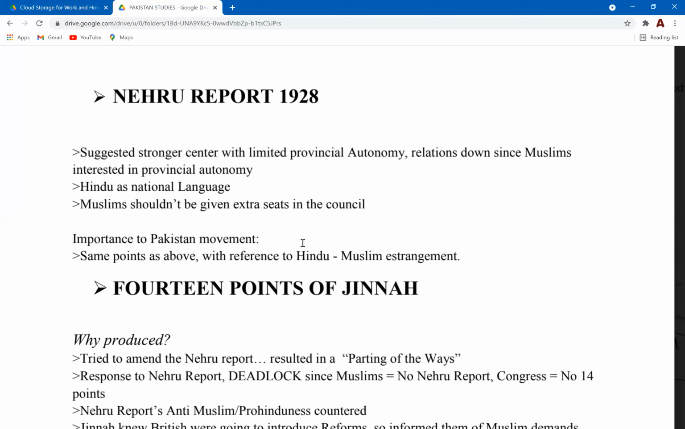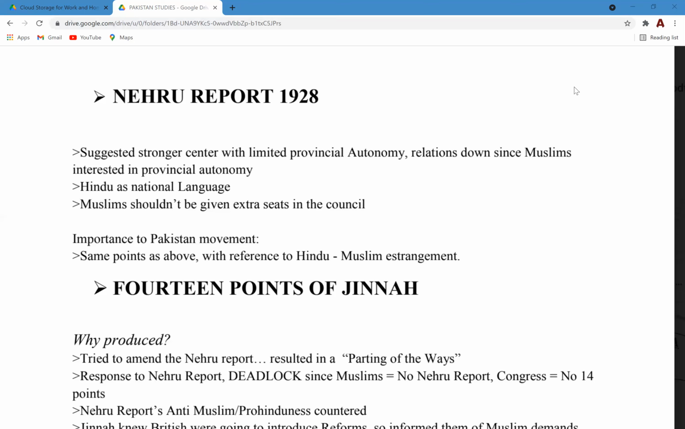Number three, Muslims should be given extra seats in the councils. This was another point in the Nehru Report, that the percentage of seats of the Muslims was decreased. Again, this was against the demands of the Muslims. Muslims wanted provincial autonomy, they wanted Urdu to be the official language, and they wanted more seats in the councils. Now, this is why this Nehru Report was objected to.